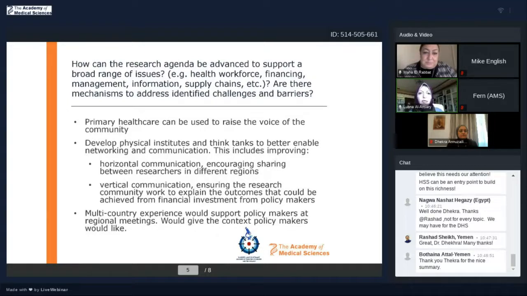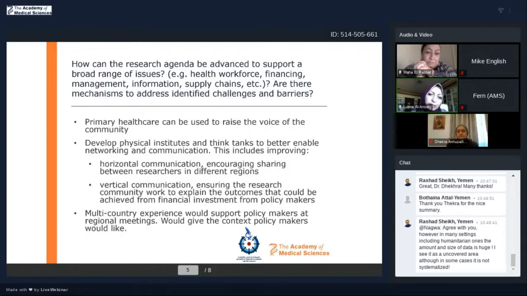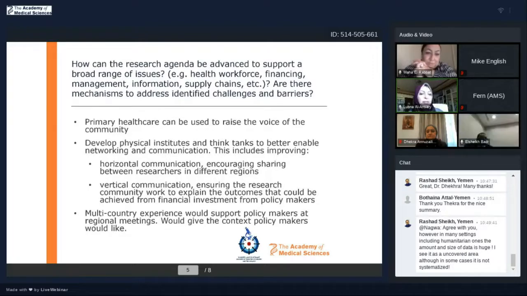And we've just listed some of the potential stakeholders. Well, the importance of primary health care being the cornerstone for improving research and improving healthcare and realizing UHC cannot be overemphasized. But primary health care can be used, in addition to what we all know, to raise the voice of the community and reflect it, they can be the representative of the society for the research community.